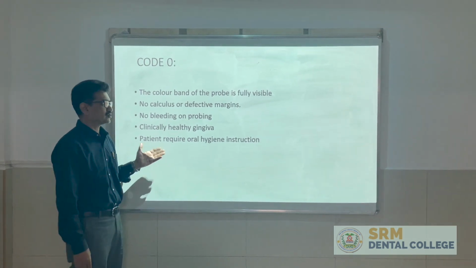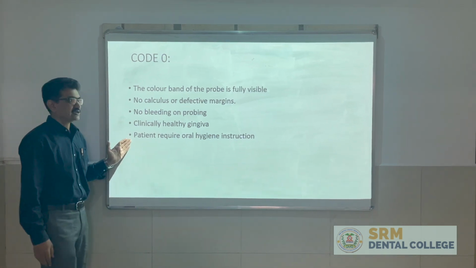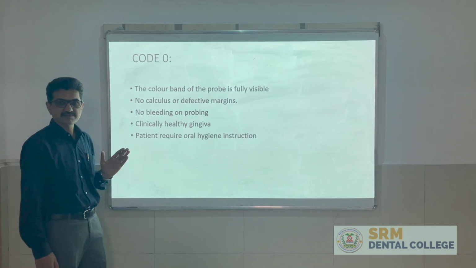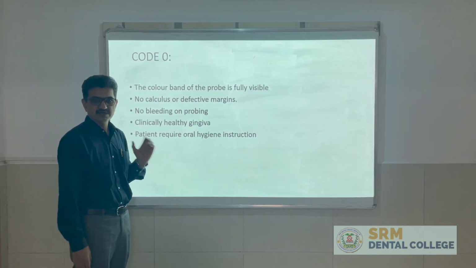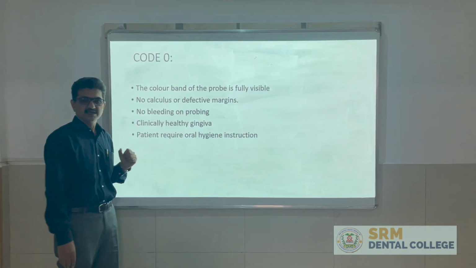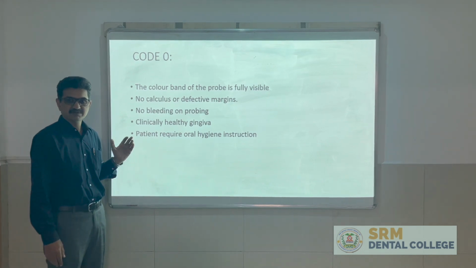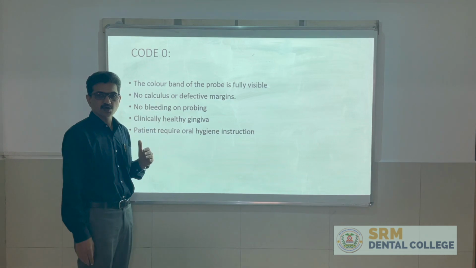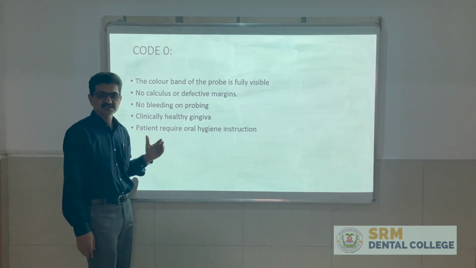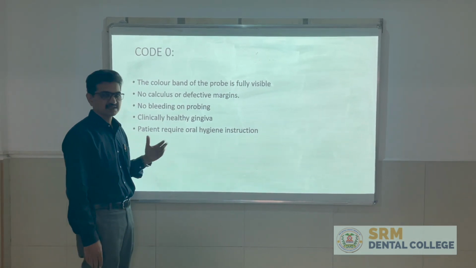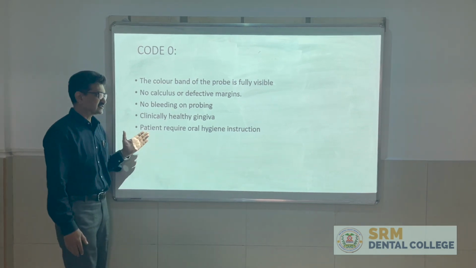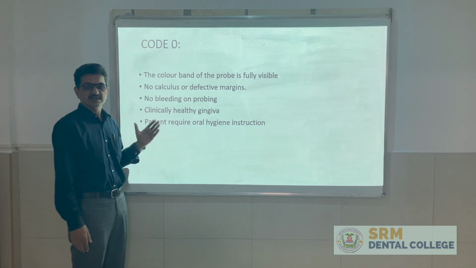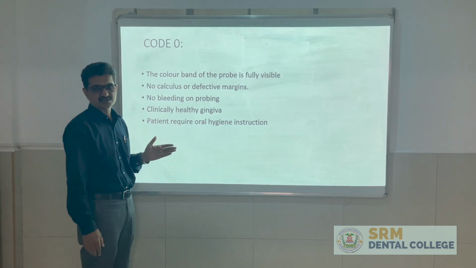Code 0 is where the color band of the probe, 3.5 to 5.5 mm, is fully visible, there are no supra and subgingival deposits and no bleeding on probing. Overall, the patient has a healthy gingiva. That is code 0. In this patient, we have to just give oral hygiene instructions.